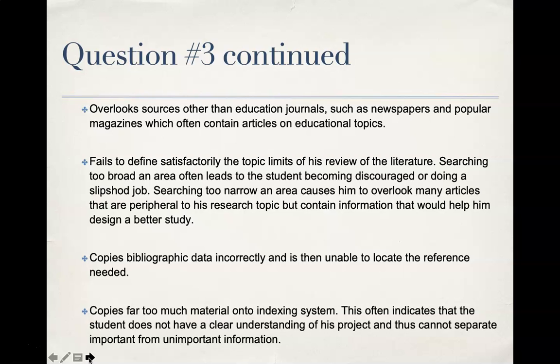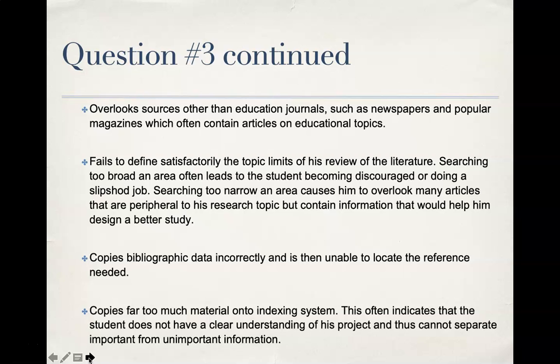So sometimes you have to search it narrowly, and when you realize you don't get a lot of hits, you go back and broaden it a little. But it's kind of a give and take. You have to kind of learn how to put in certain words and take out certain words to get what you want.